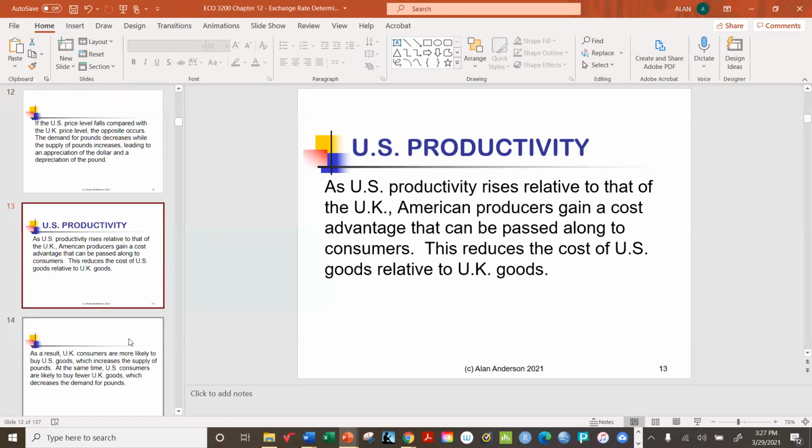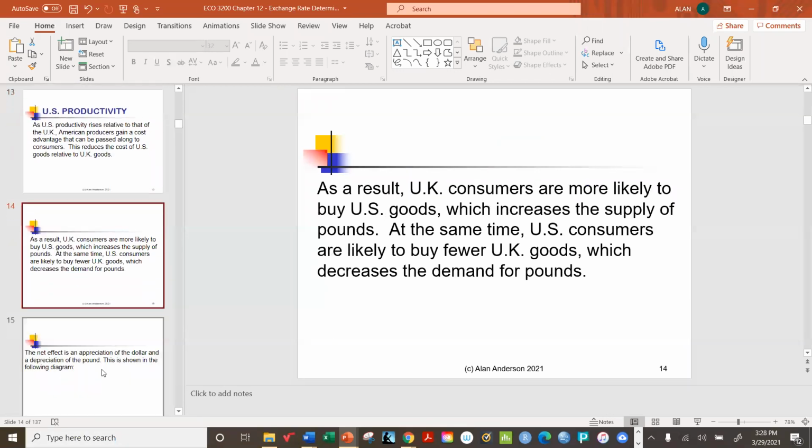All right, productivity. What does that have to do with anything? Well, productivity increases means that US producers can typically sell their products at a lower cost. So this is essentially the opposite of what we just saw. Higher US productivity means that US prices are falling or rising more slowly than UK prices. And so this is essentially the same thing. Higher productivity lowers prices in the US, which means that we'll end up with a stronger dollar. Okay, and it's the exact same reasoning.